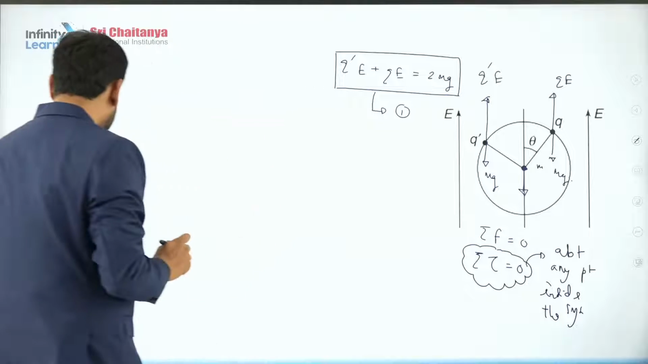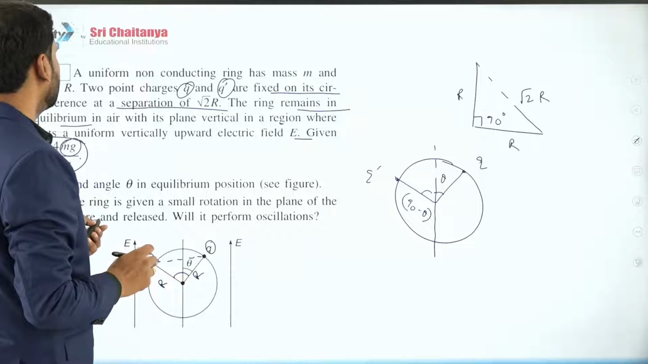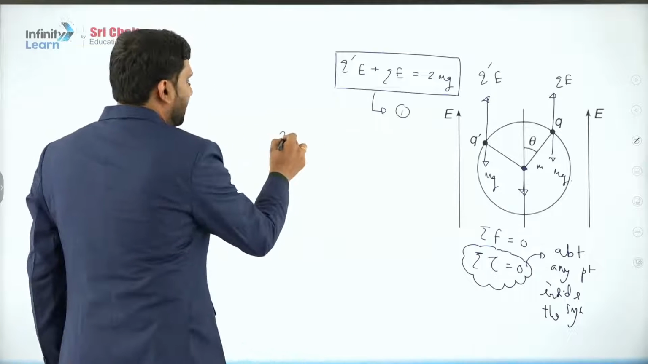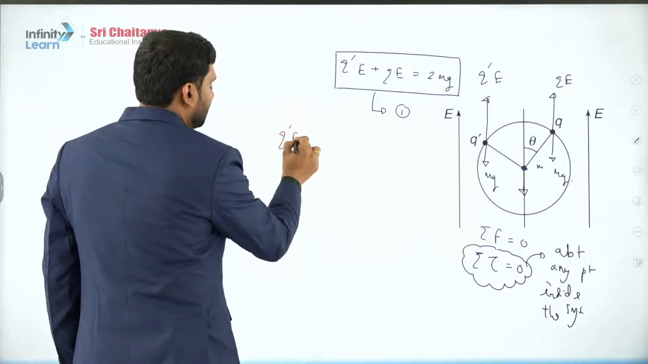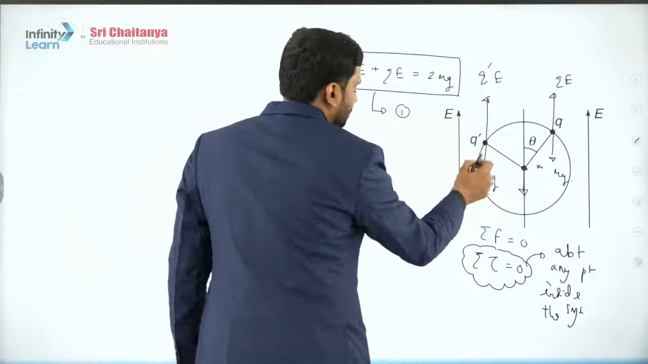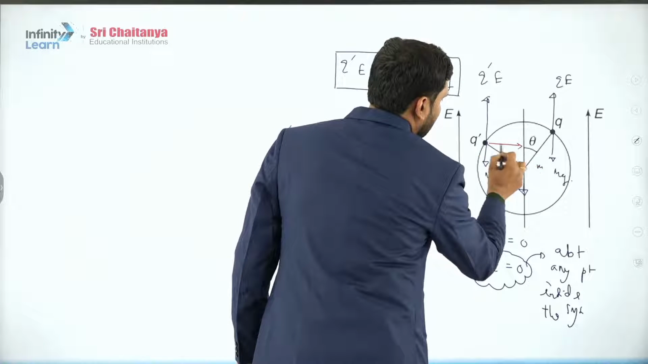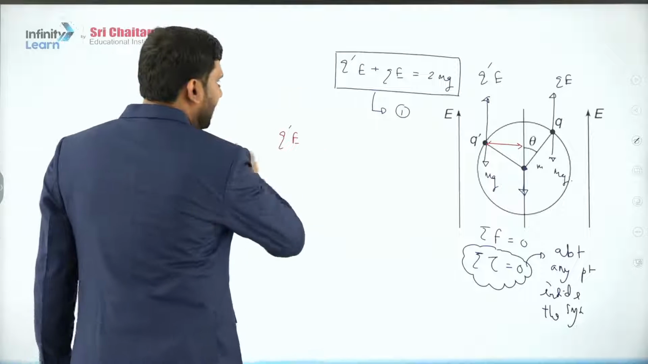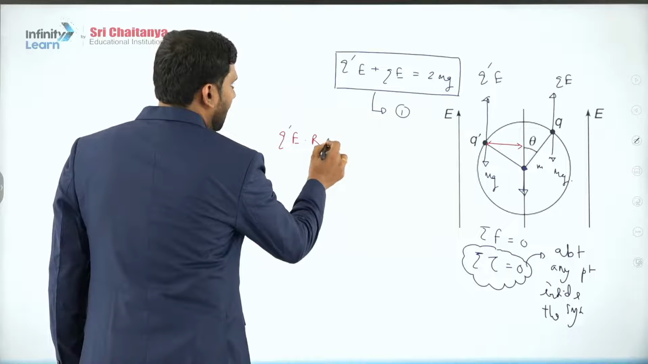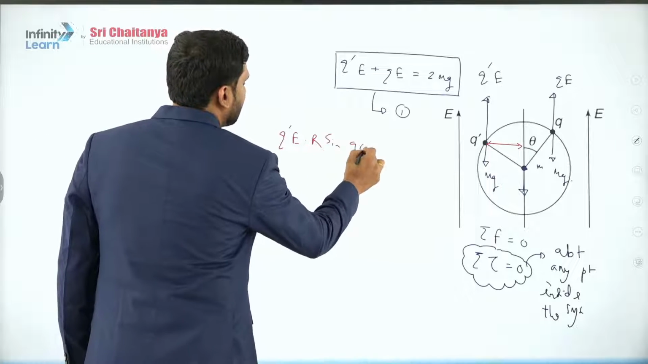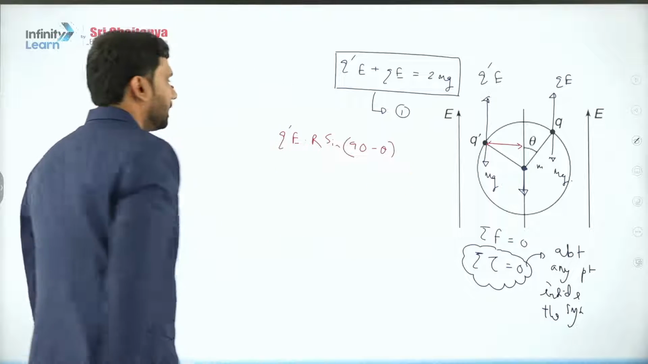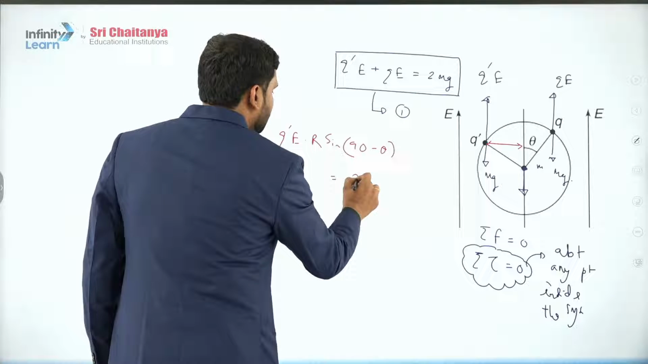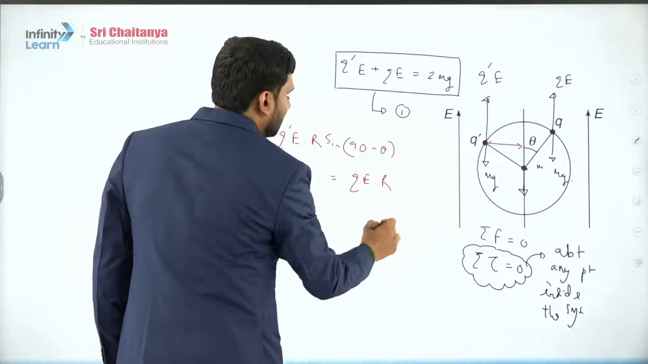So that means Q prime into E. This force will give a torque, right? So if that is Q prime into E, this will become R of sine 90 minus theta. This should be equal to Q into E R.